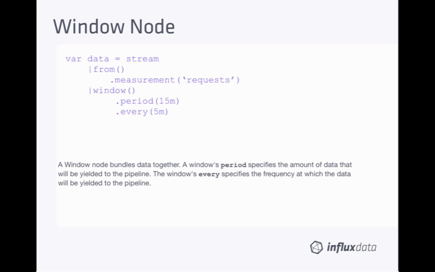So the period specifies the amount of data that will be given to the pipeline. So that 15 minutes there, we're going to be holding 15 minutes of data in memory to perform operations on. The every specifies the frequency at which the data will be yielded to the pipeline. So that's how often we're performing computations. So every 5 minutes, we're going to be performing a computation on 15 minutes of data. So that's maybe our longer moving average that we want calculated periodically.